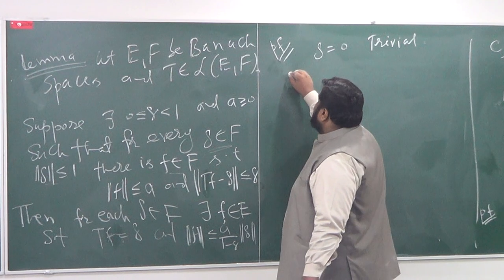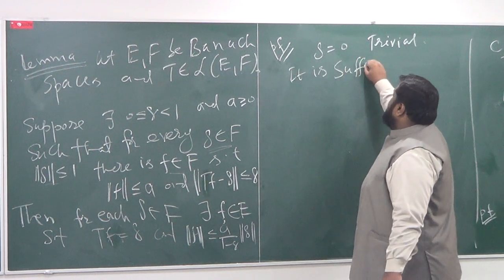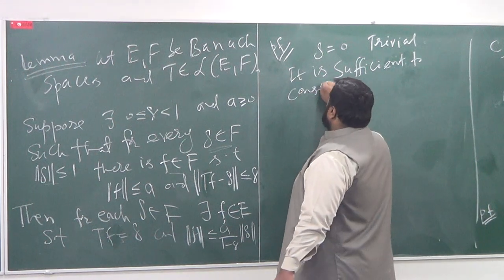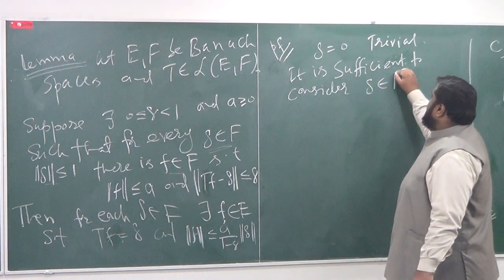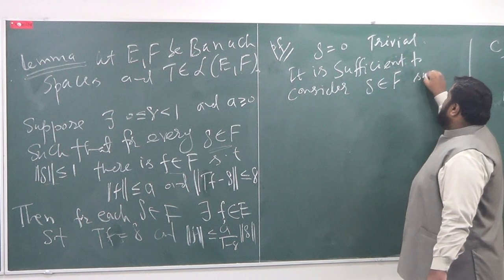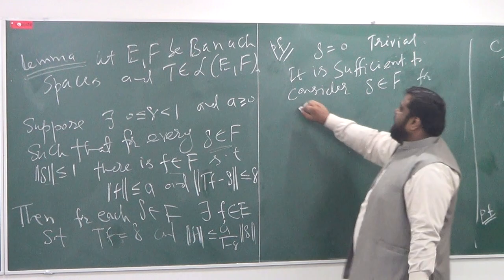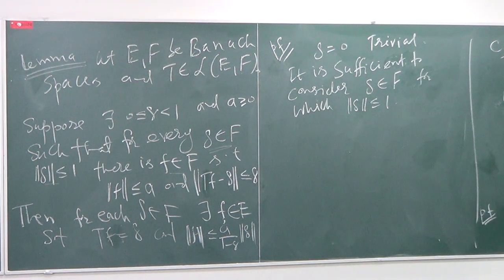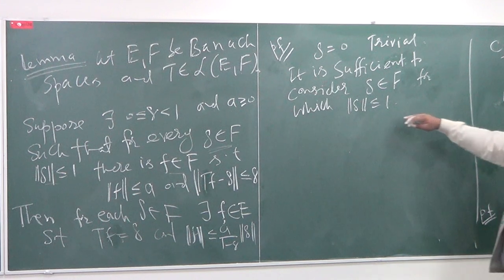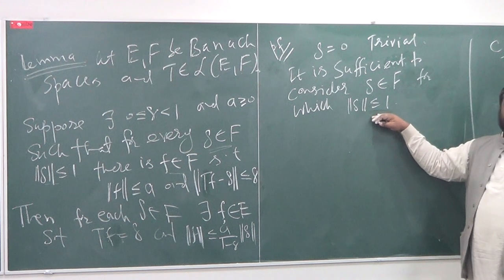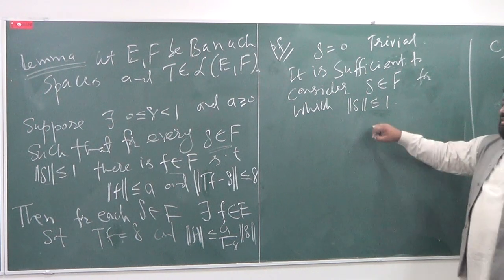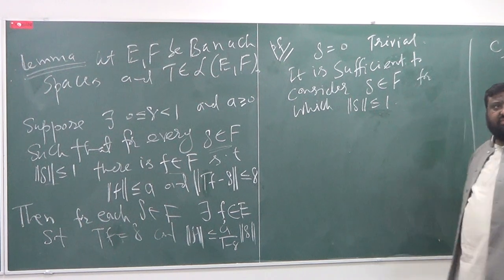I would say that it is sufficient to consider those g's from F for which the norm of g is less than or equal to 1. And it's sufficient to consider such a g set. Why? Because if g is not of this kind, you can normalize it. I can divide it by its norm, and I can always get something of this form. So it's sufficient to just consider this case.